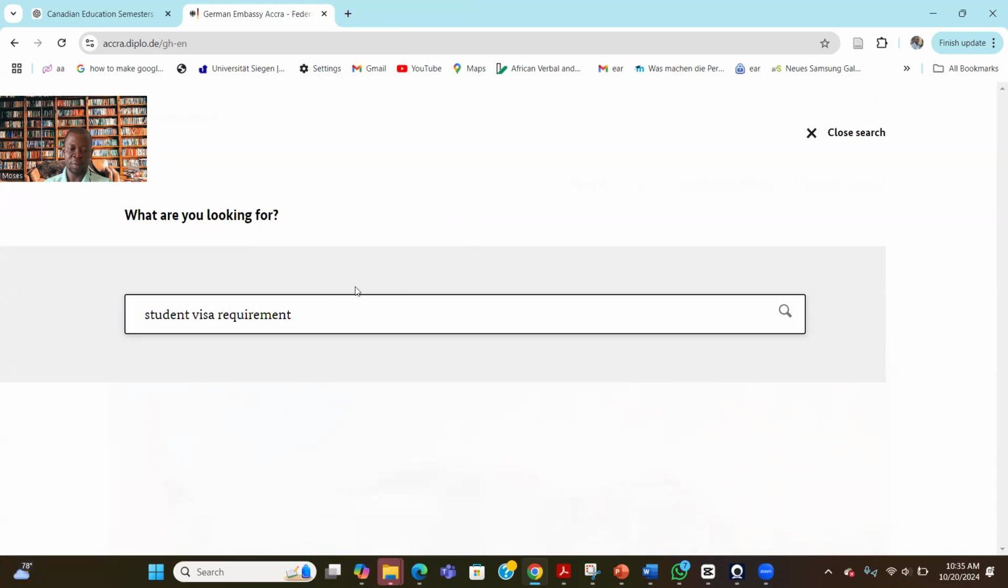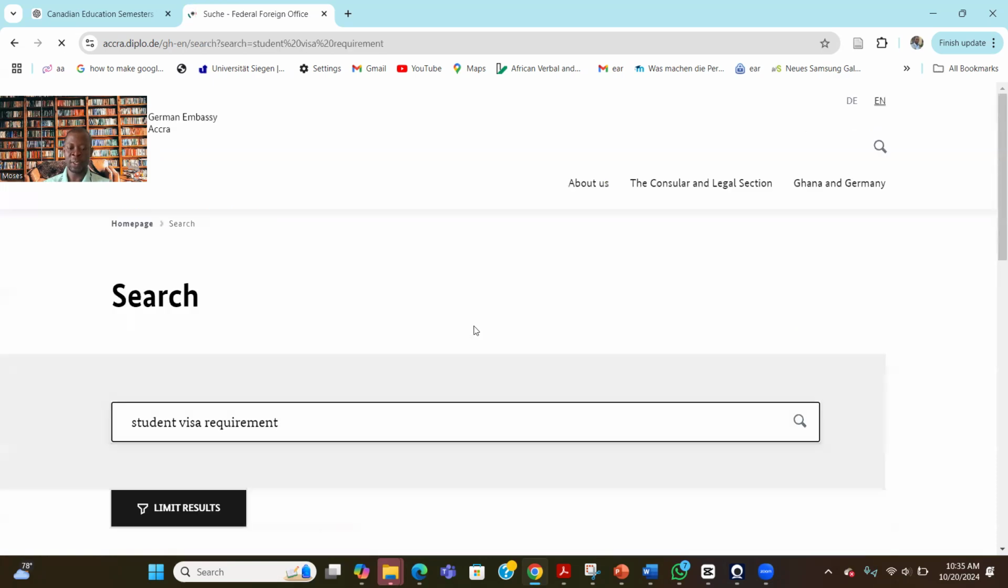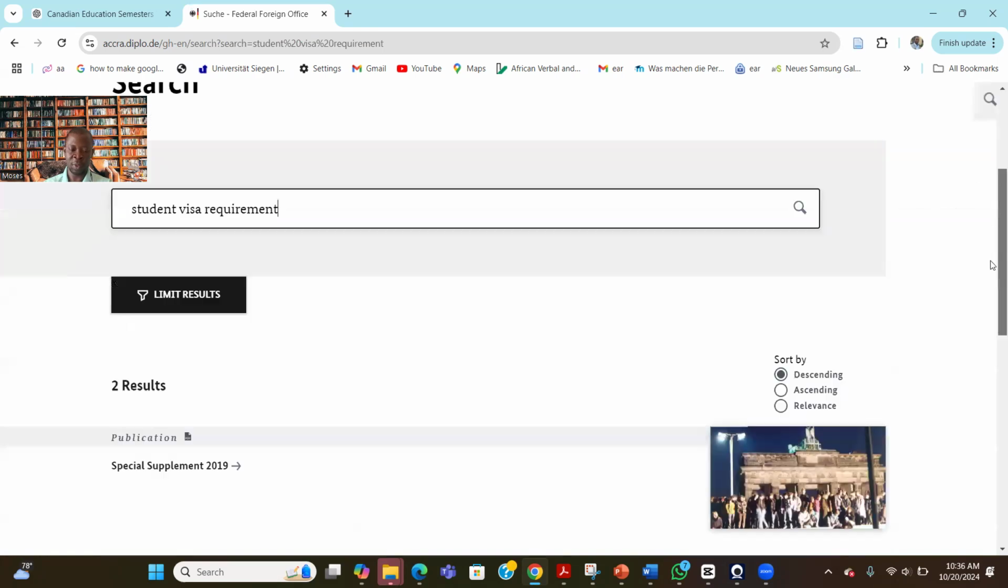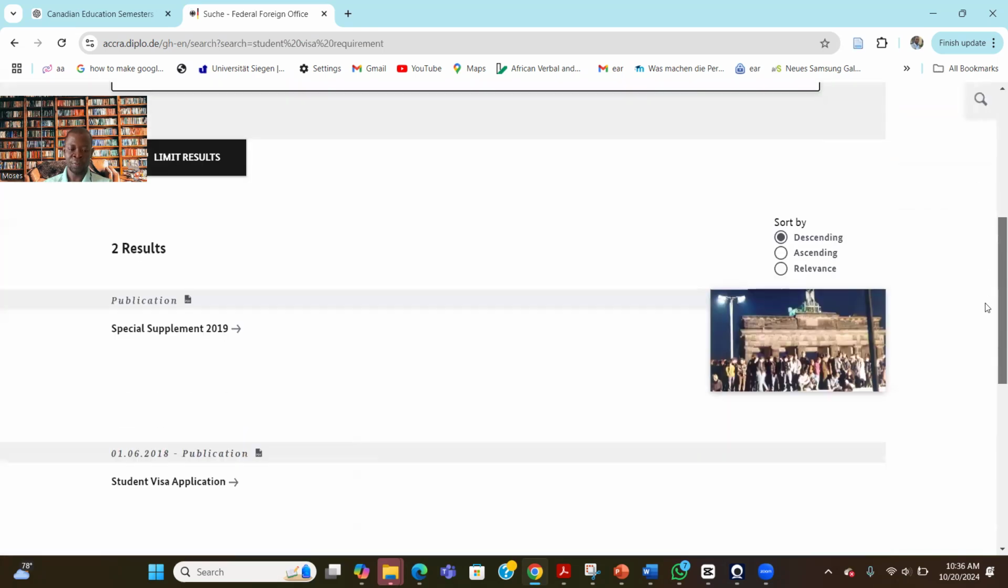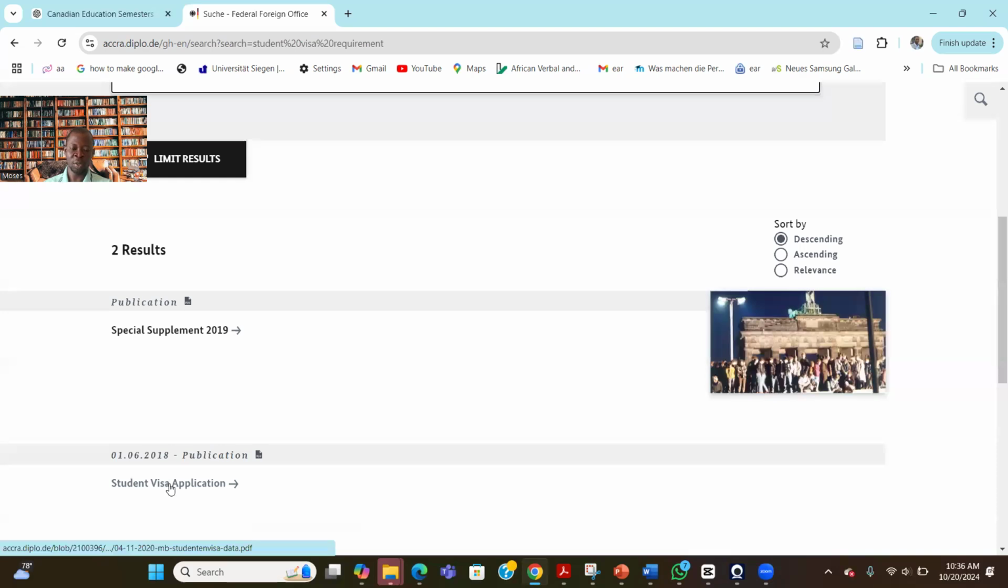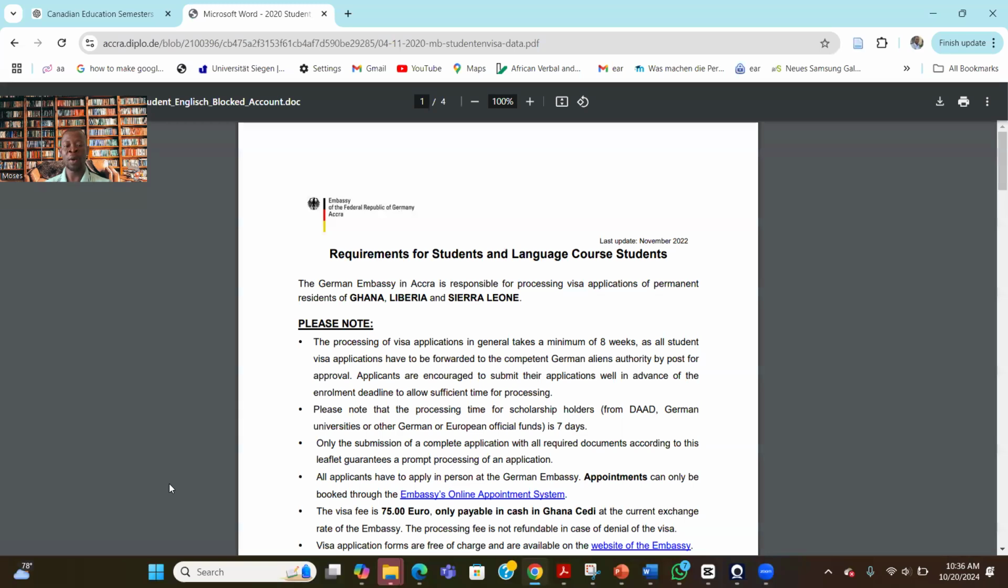Make sure everything is fine. You type everything, student visa requirement, and then you run a search. After this search, you're going to have something like this. Come to student visa application, and then it will give you a document. And this document, I want to walk you through so that you will be very clear about how to apply for the visa. Okay, this is the updated version.